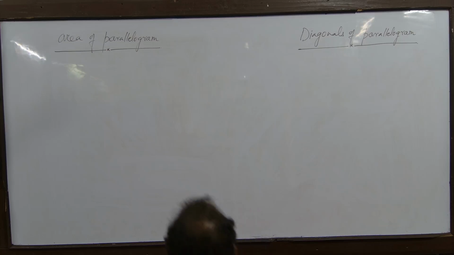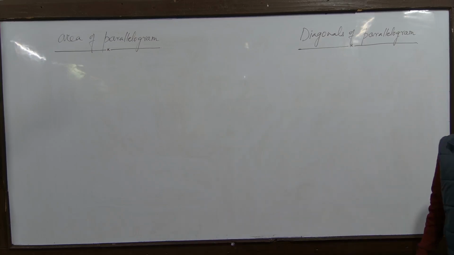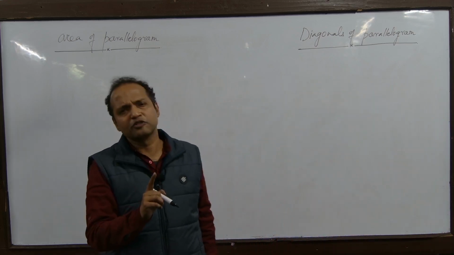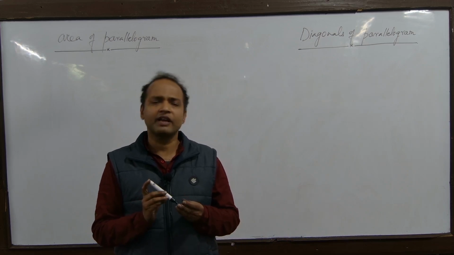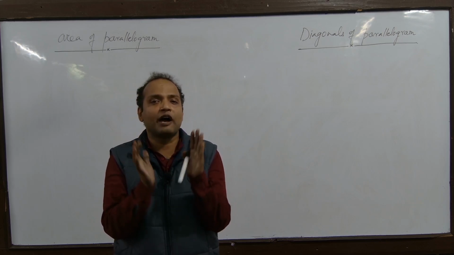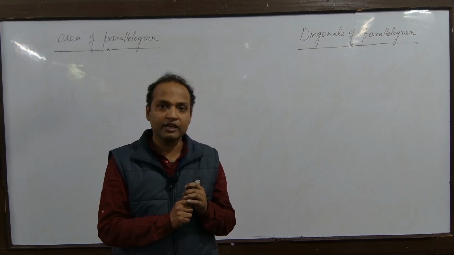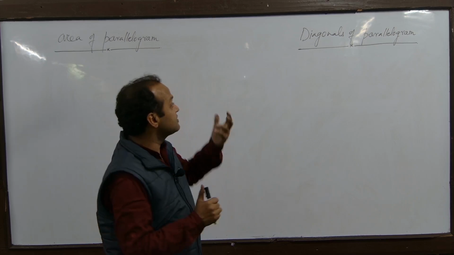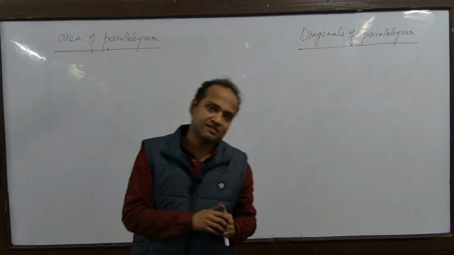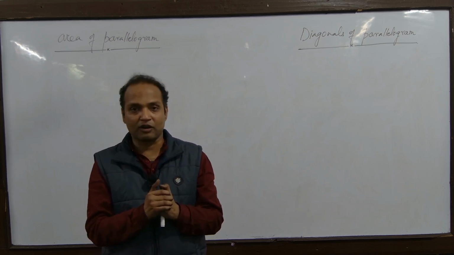Now I'm going to cover area of parallelogram and diagonals of parallelogram. Especially diagonals of parallelogram is very, very useful in the vector chapter, and in many other chapters wherever vectors are there, you have to add two vectors. You must apply the parallelogram law, and this you can easily calculate using the property of diagonals of parallelogram. So you must know how to calculate diagonals of parallelogram.